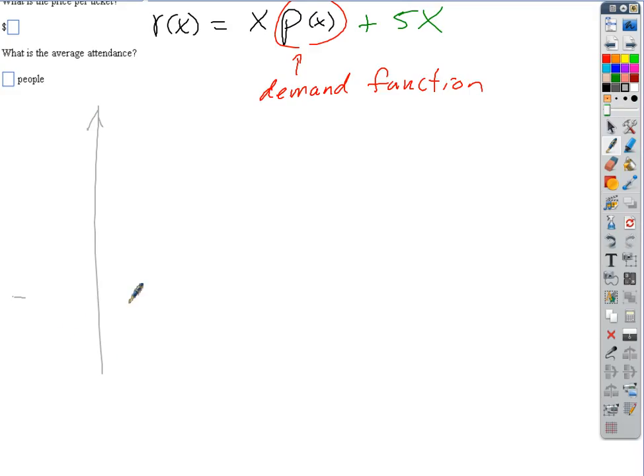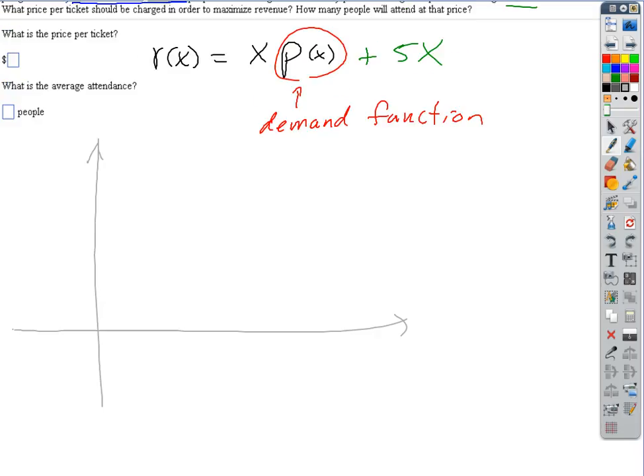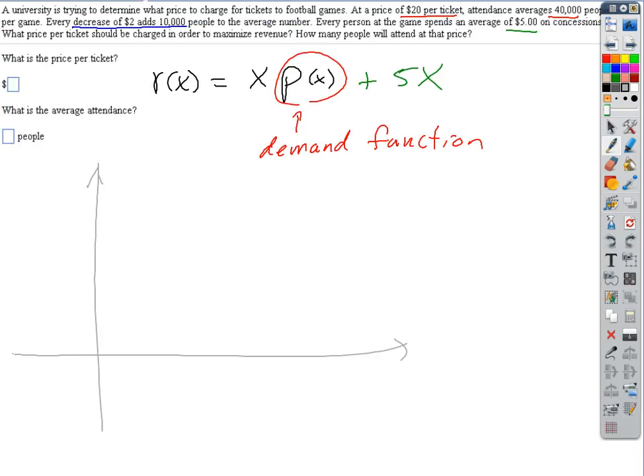So let's graph P as a function of, how do I do this here? Doesn't really matter. $2, 10,000 people. So we'll put X on this axis, not that it matters, and P on this axis. Okay? Price and number of people. So we got one data point when X is 40,000, price is $20 per ticket. Those two go together, right? X is the number of people, P is price.